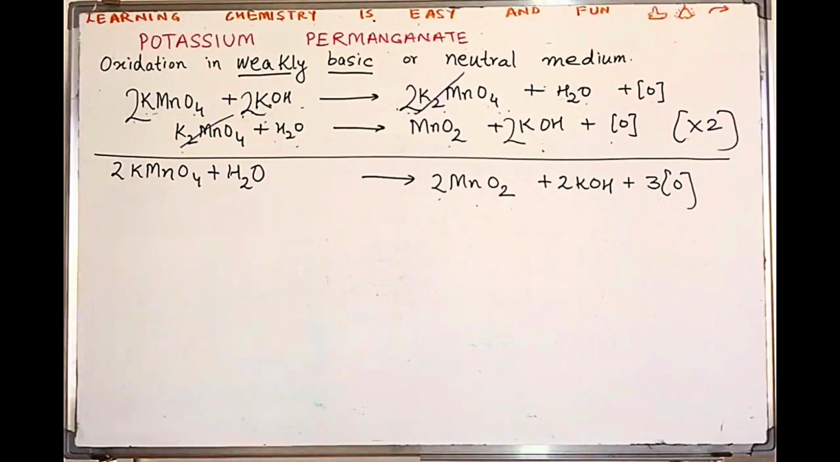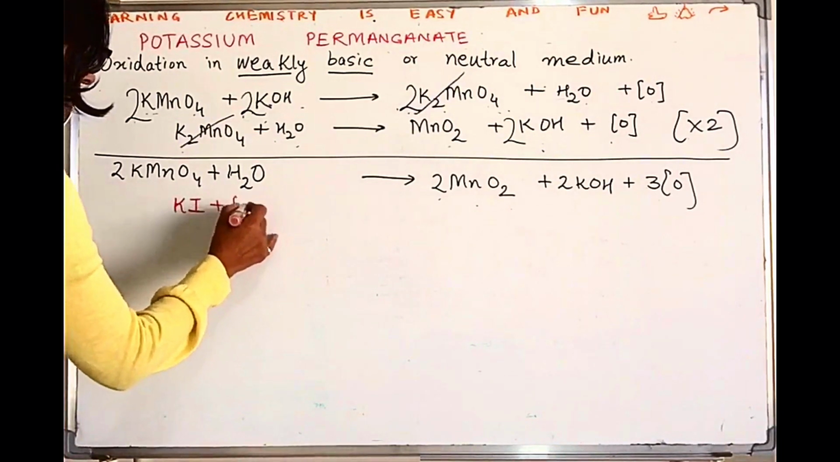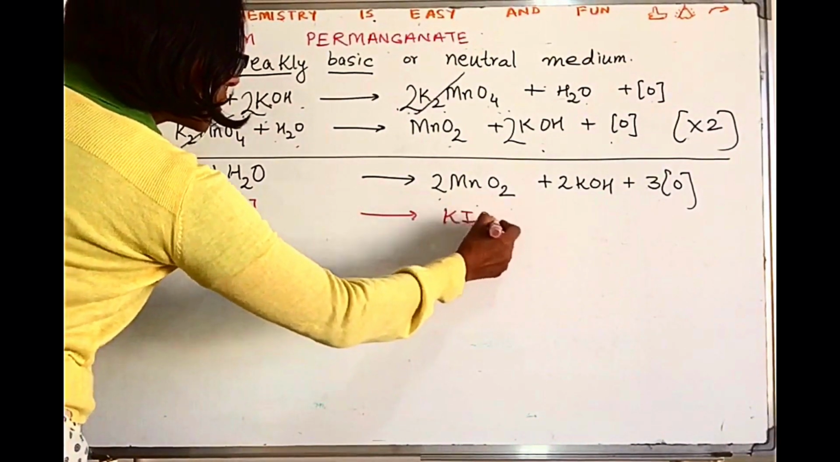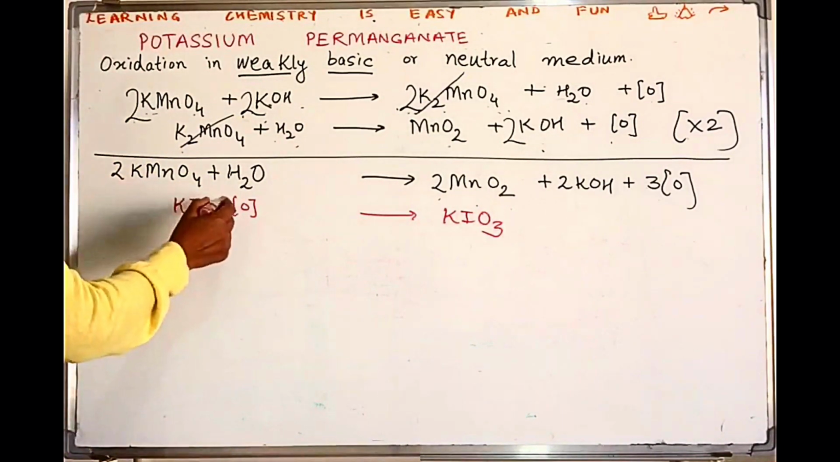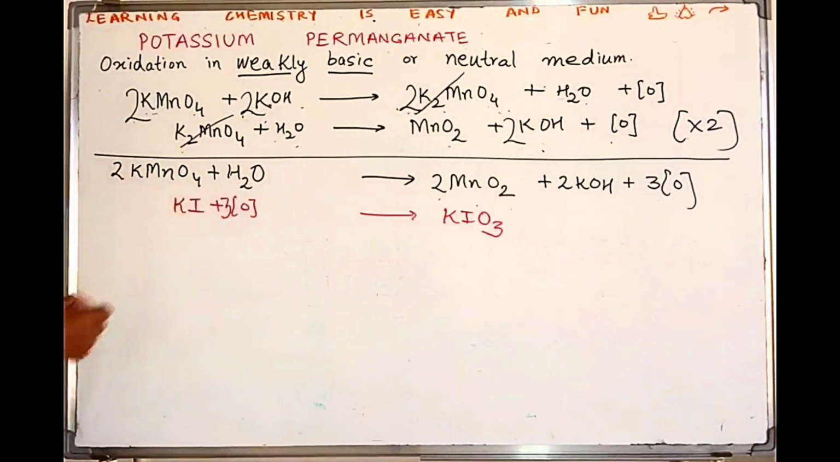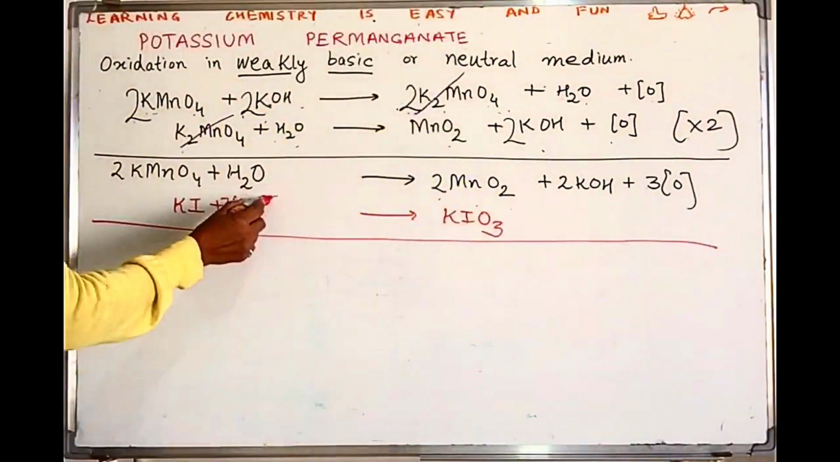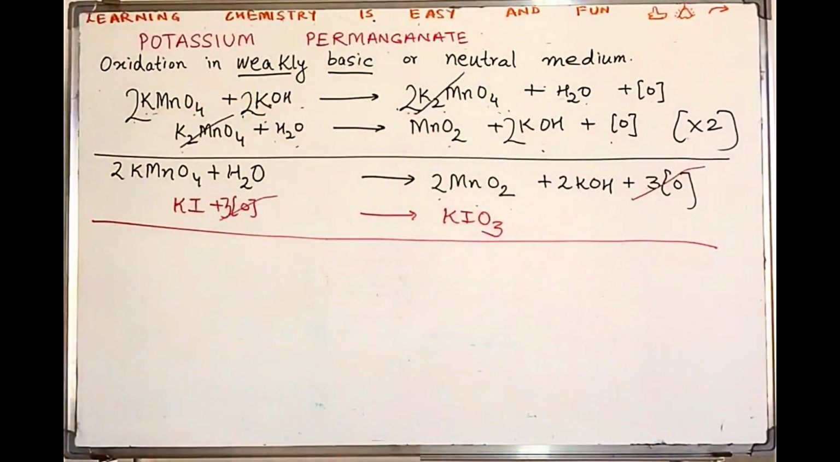So KI plus nascent oxygen gives you iodate. So KIO3. Balance this equation. You've got 3 nascent oxygen over here. Add the 2 equations. 3 nascent oxygen being released, 3 nascent oxygen being used up. We cancel it on the left and right hand side. And we add the 2 equations.